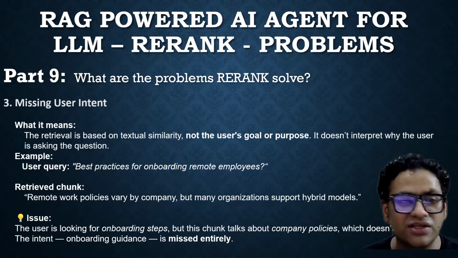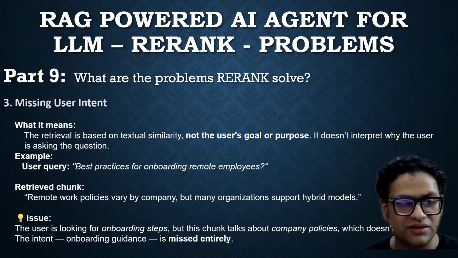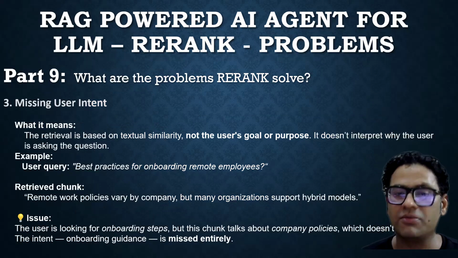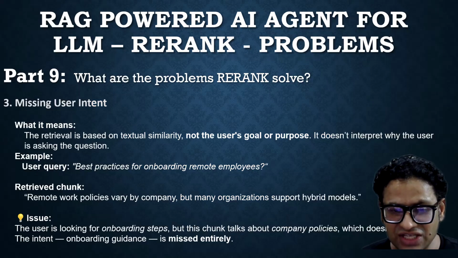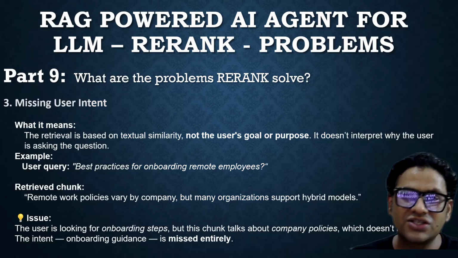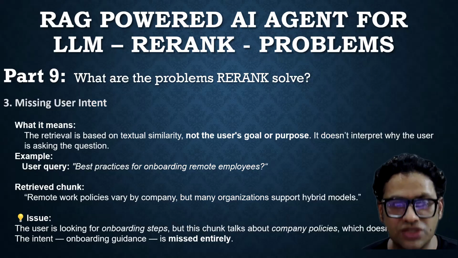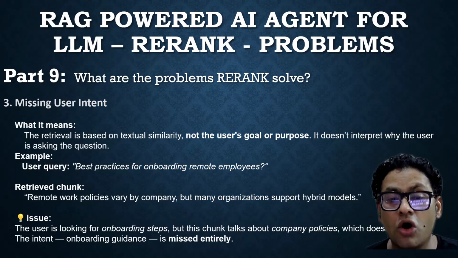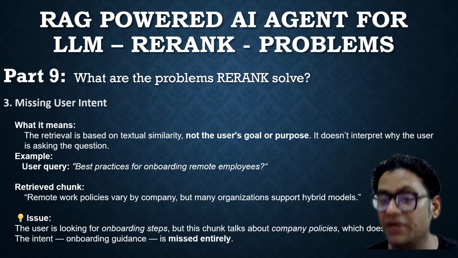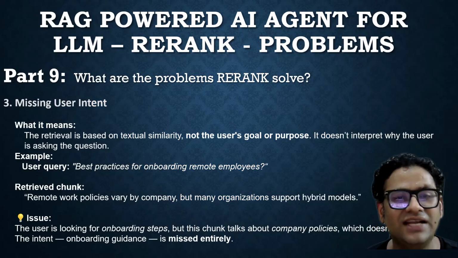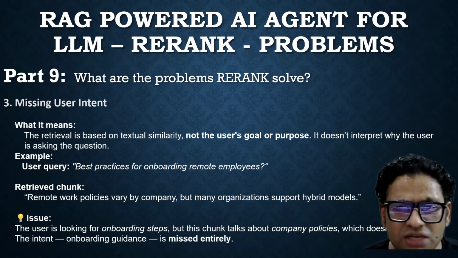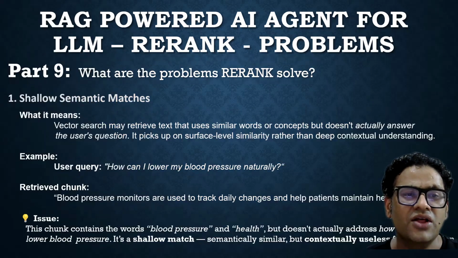The third one is user intent. Again, we can understand this with: best practices for onboarding remote employees. The retrieved chunk says remote work policies vary by company. So what is happening here? It is just doing a very high-level score calculation between the question and the chunk. The user is looking for onboarding steps, but this chunk talks about company policy, which doesn't help. The intent, onboarding guidance, is missed. So these are the three major problems where we need to use a rerank.